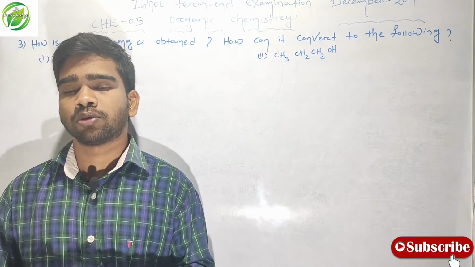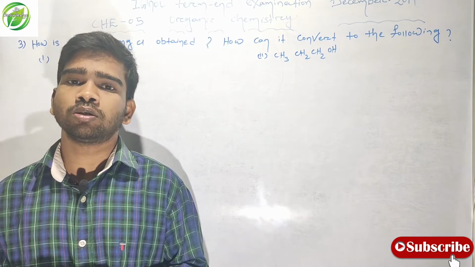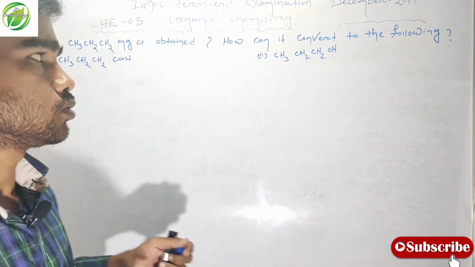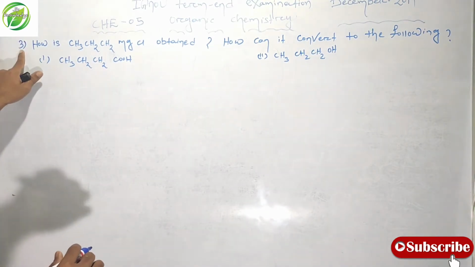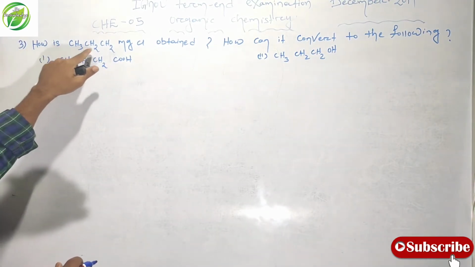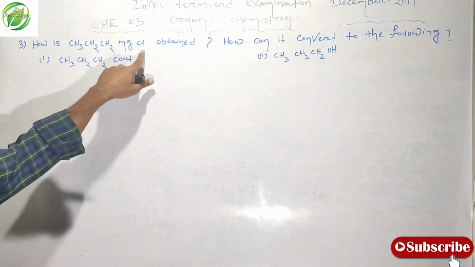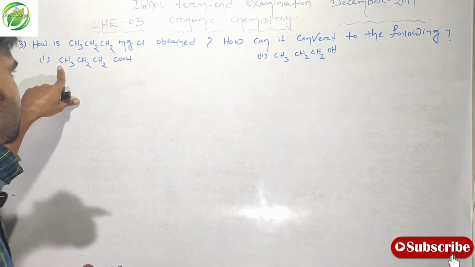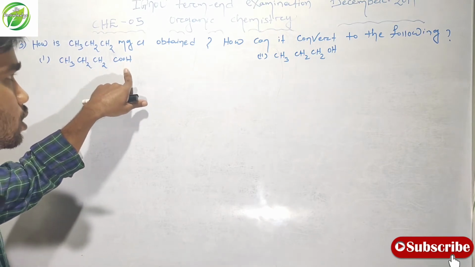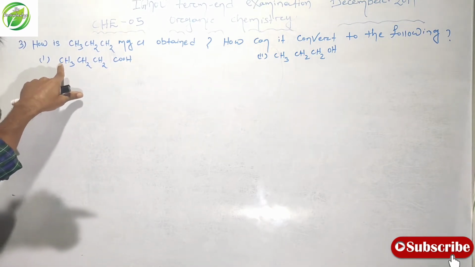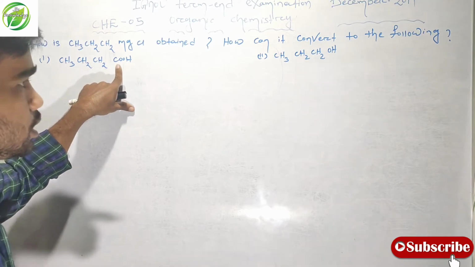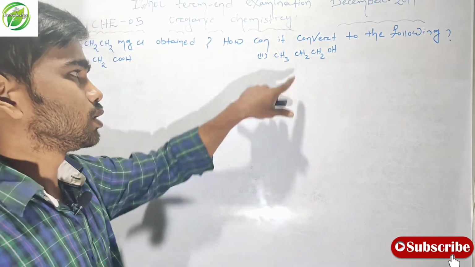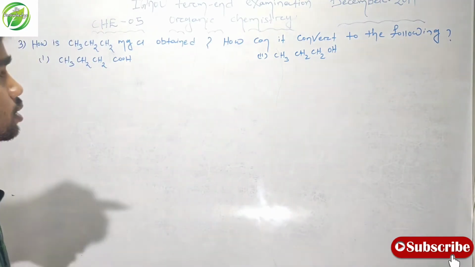Organic Chemistry. Friends, today's lecture will start with question number 3. Let's start to understand these questions. Friends, this is question number 3. How is CH3CH2CH2MgCl obtained, and how can it be converted to the following: CH3CH2CH2COOH, that is butanoic acid, and CH3CH2CH2OH, that is propanol? Let's solve these questions.